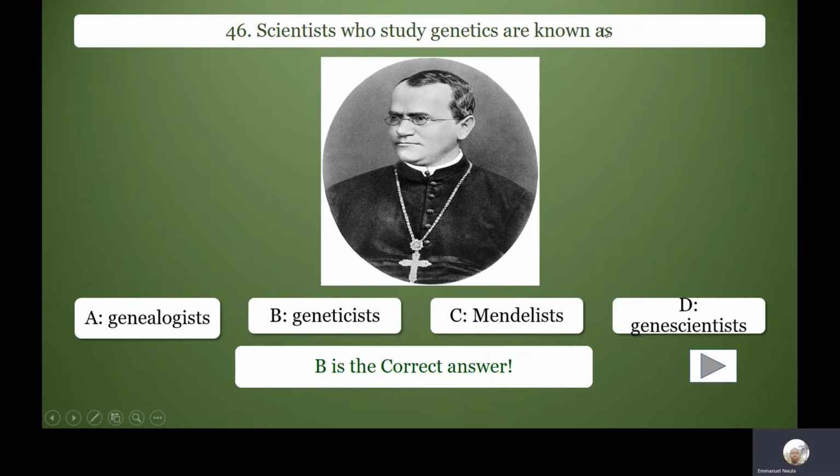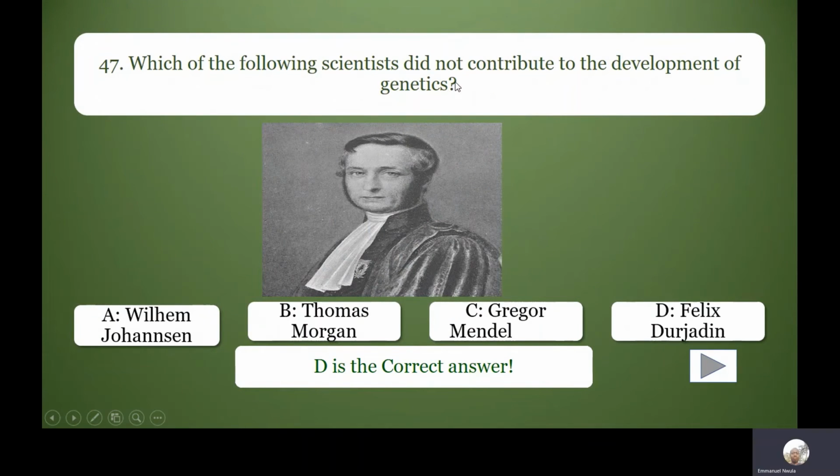Scientists who study genetics are known as geneticists. Example is this man, Father Gregor Mendel, is known today as the father of modern genetics. He was a geneticist. Which of the following scientists did not contribute to the development of genetics? Félix Dujardin. His own contribution was about cells, and then he studied invertebrates a lot.